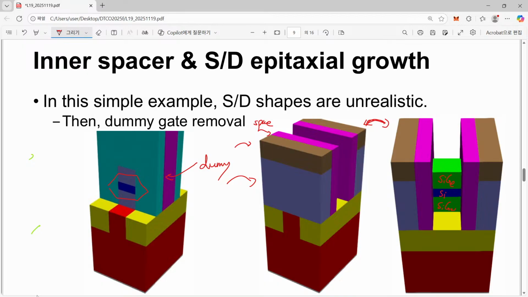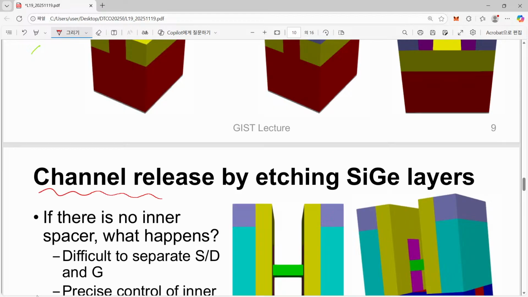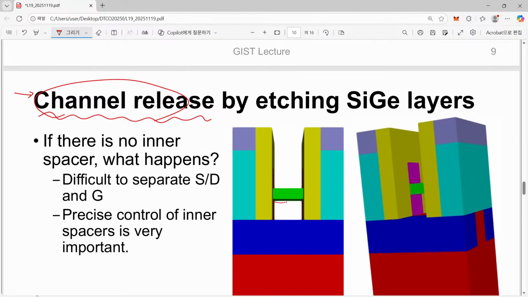So that is performed, and that is usually called channel release. Channel was overlapped and hidden by silicon germanium. Silicon channel was sandwiched by silicon germanium layers, sacrificial layers, and eventually these silicon germanium layers are gone, and now the channel is released to the air. So that happens here. You can see that this is the silicon channel now released.